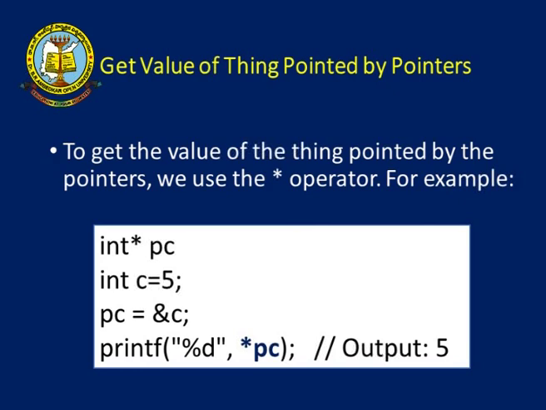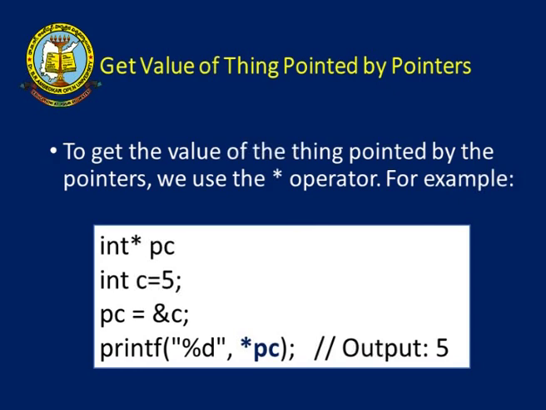For that what we need to do? See this code: integer pointer variable PC and integer C, that is a normal variable, assigned the value 5. In the third statement, we are assigning the address of the variable C to the pointer variable PC. If you want to get the value of the variable C, you must write star. In this case, the star is called the dereference operator. With help of this dereference operator, we can get the value of that other variable.